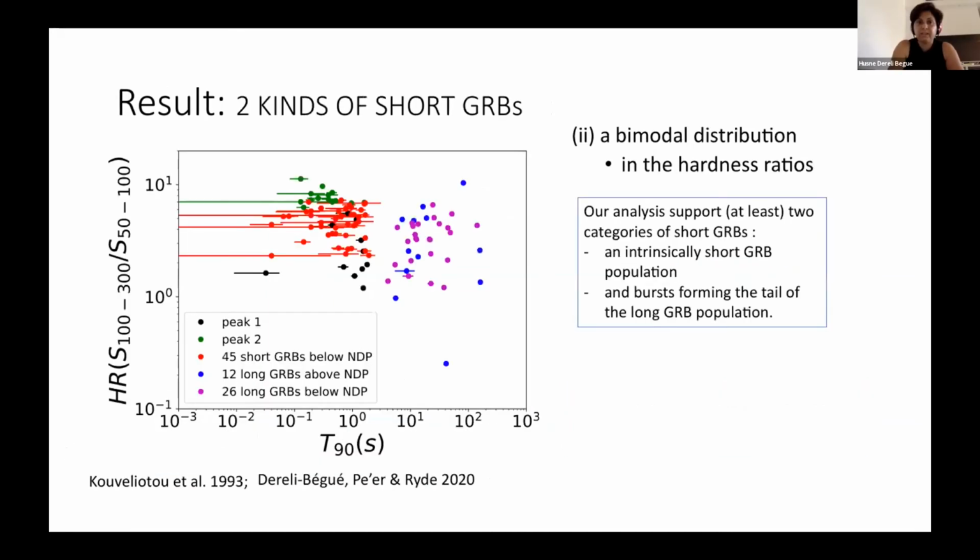And so we find a bimodal distribution for those GRBs in the Lorentz factor. And when we check this in the hardness ratio, we also find a bimodal distribution. As you can see, the first peak is lying here and the second peak is lying above. So we think that this first peak is the intrinsically short GRB population, and the second peak is somehow the tail of the long GRBs.